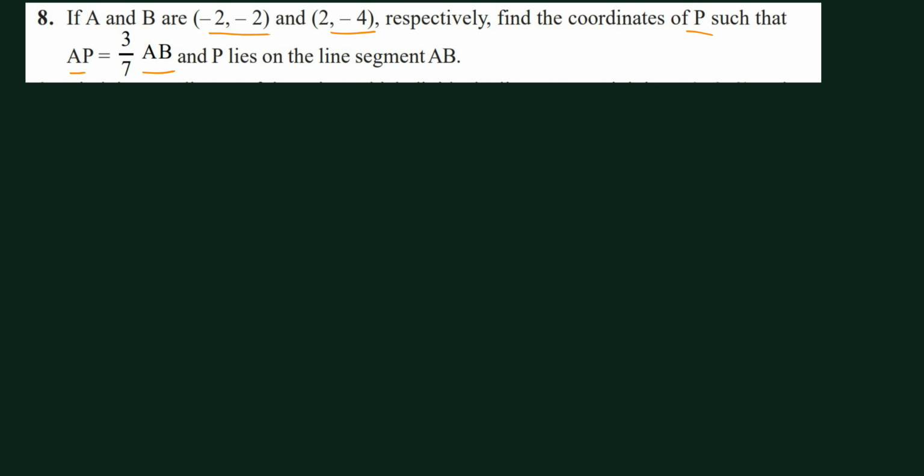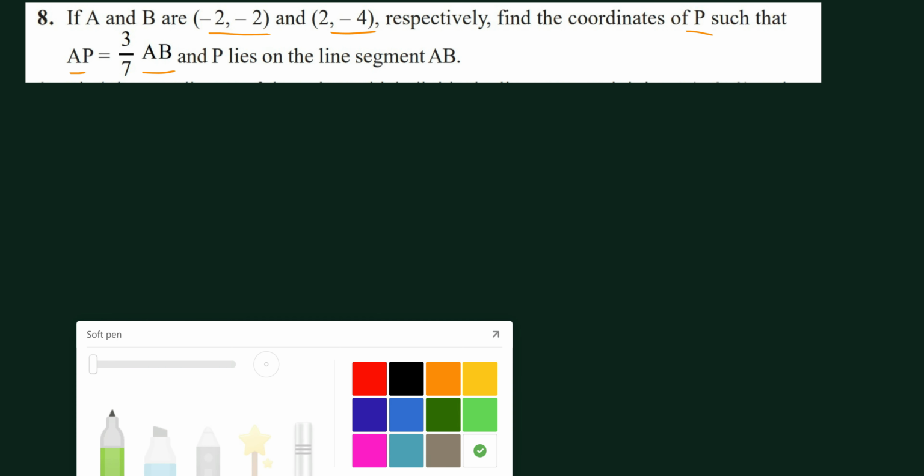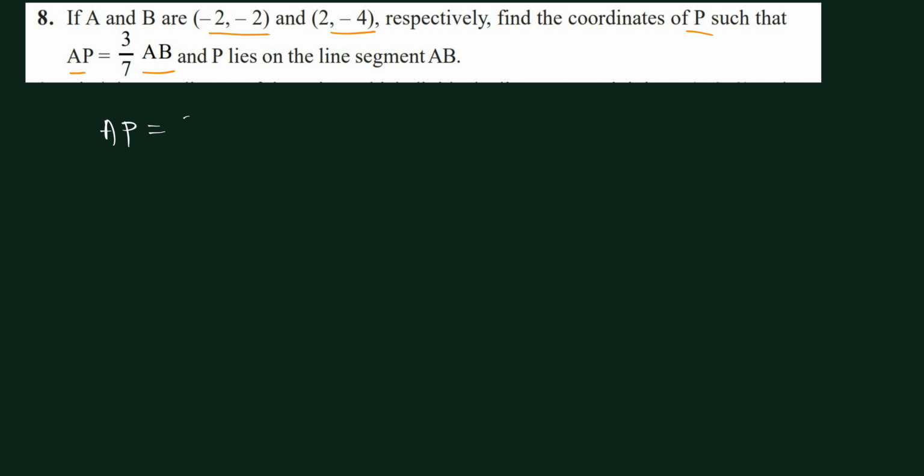3 by 7 times of AB. So how do you do this? You just draw this AP equal to 3 by 7 of AB. So get the relation between AP and AB. What is AP by AB? AP by AB equals 3 by 7.